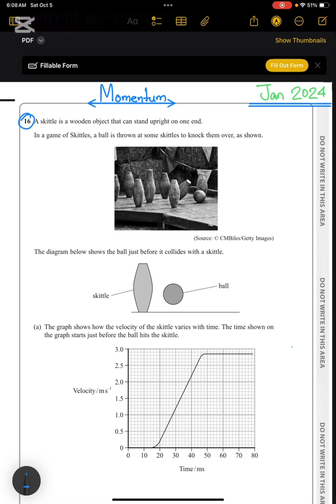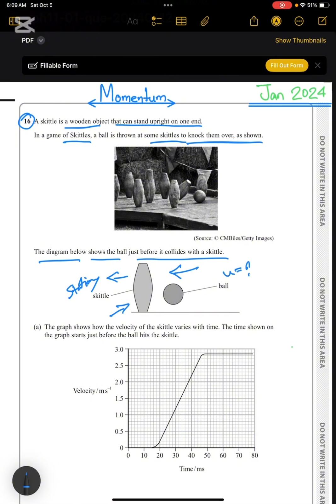In question number 16, they have said a skittle is a wooden object that can stand upright on one end. So this is a skittle, which we have seen in a game. In a game of skittles, a ball is thrown at some skittles to knock them over. The diagram below shows the ball just before it collides with a skittle. So the skittle was standing tall when the ball was approaching it. The skittle was stationary and the ball had an initial velocity.